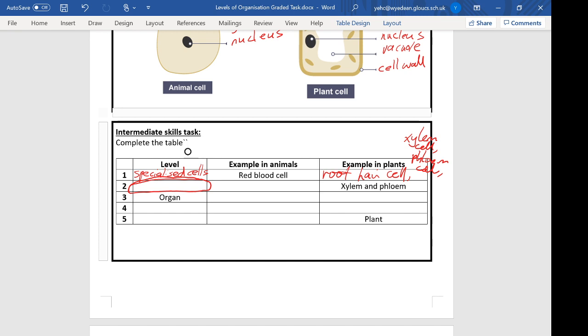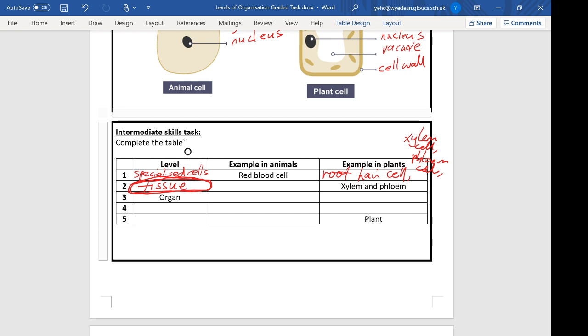Beth, what do you think I should write there? Where I've done a circle or oval. The next one up from specialized cell. Yeah, spot on.